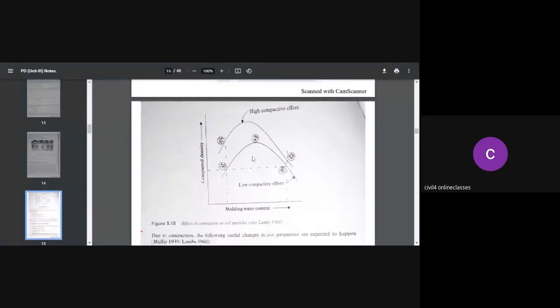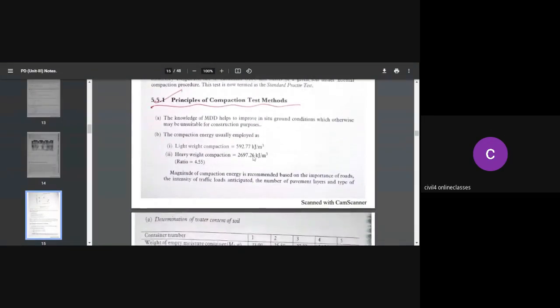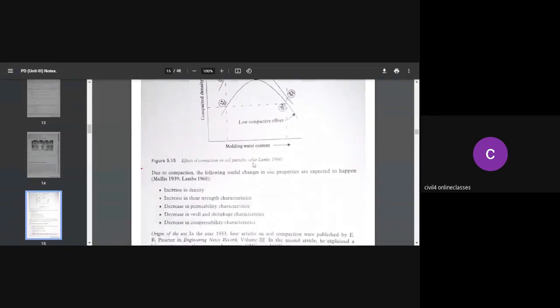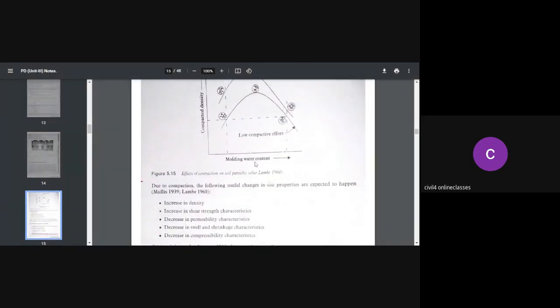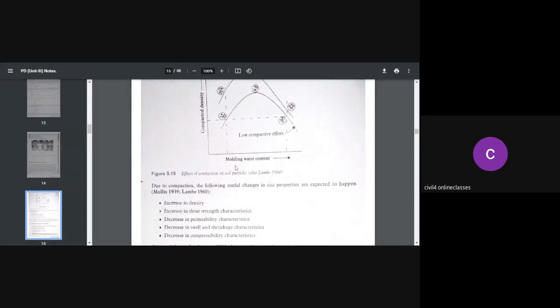Next, determination of soil compaction. Due to compaction, what are the useful changes in soil properties? Density will be increased after compaction, shear strength characteristics will increase, permeability will be decreased, swell and shrinkage characteristics will decrease, and compressibility will be decreased. Those are the changes we can expect after soil compaction.